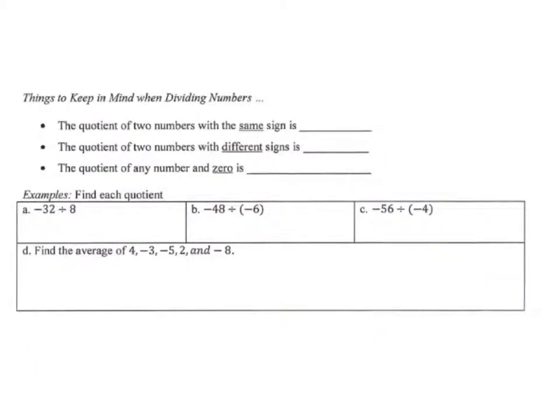When you divide numbers and multiply, they're the same rules. So the quotient, when you divide two numbers with the same sign, it's positive. The quotient, so when you divide two numbers with different signs, it's negative. And the quotient of any number and 0 is undefined. You cannot divide anything by 0.